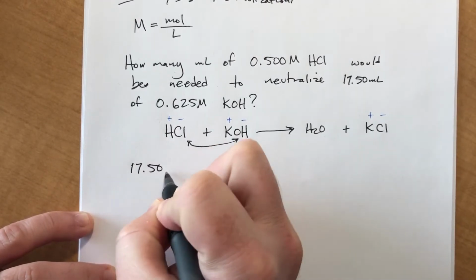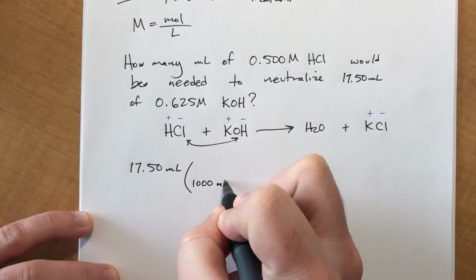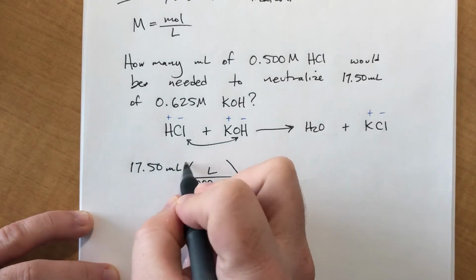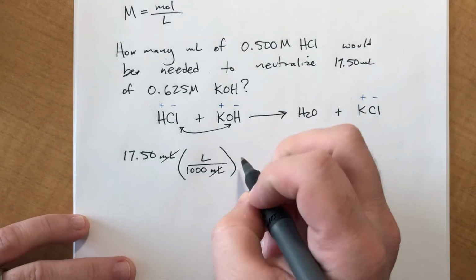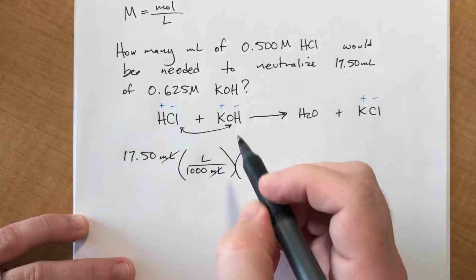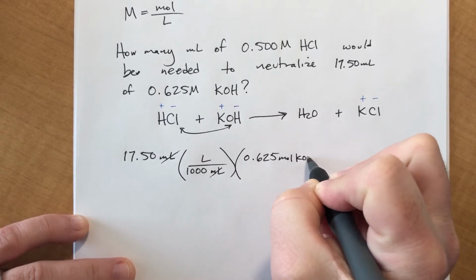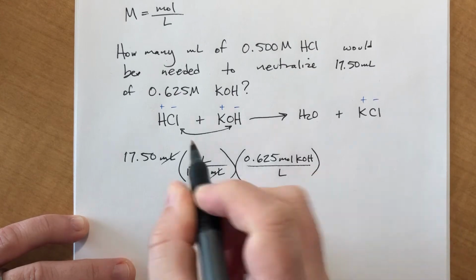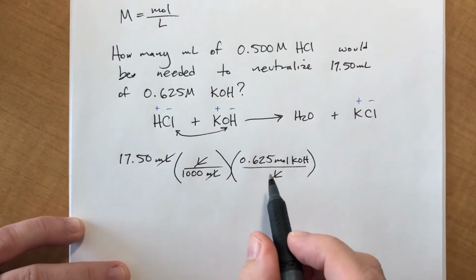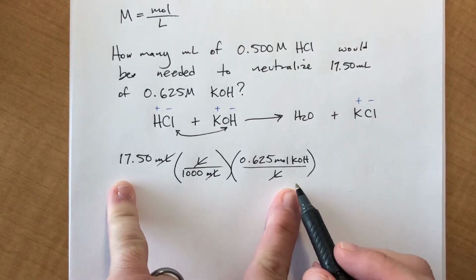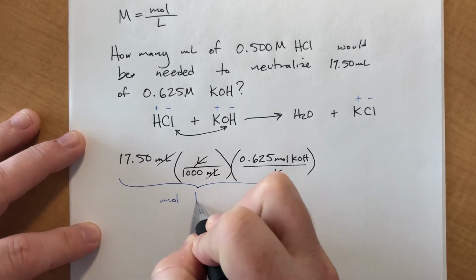So I have 17.50 milliliters, and I'm going to convert that to liters by dividing by 1,000. Because molarity is moles per liter, I need the units to cancel. Then we're going to take it times the concentration of the same solution. It's important that you keep track of which one is which. And molarity, even if it's written as capital M, means moles per liter. So we can cancel that out. Now we have solved for moles. So the first step, we have moles of KOH.